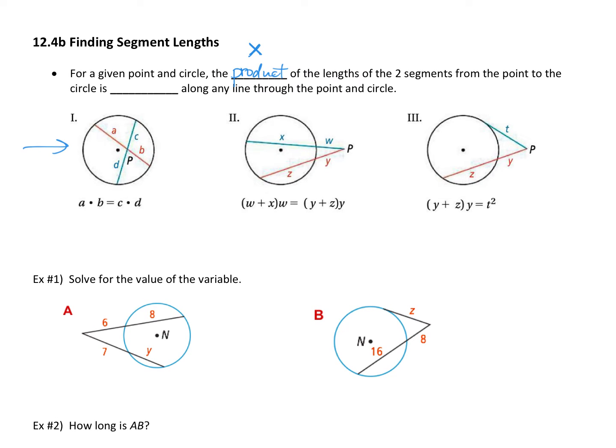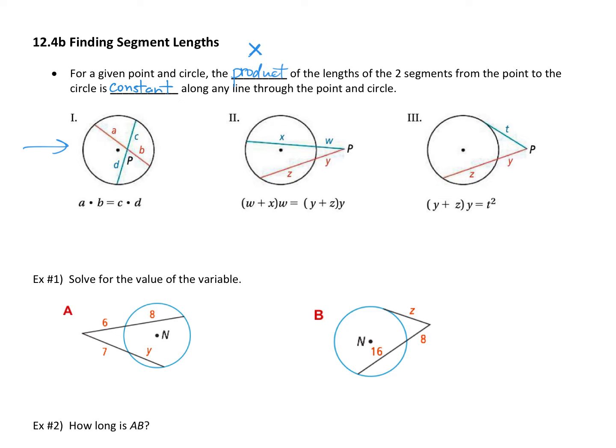So when you are multiplying, the product of the lengths of two segments from the point to the circle is constant along any line through the point and the circle, okay? Meaning the product will not change, like for whatever segment gets thrown in there, the product should be the same. So we're gonna set them equal. Products will be set equal.